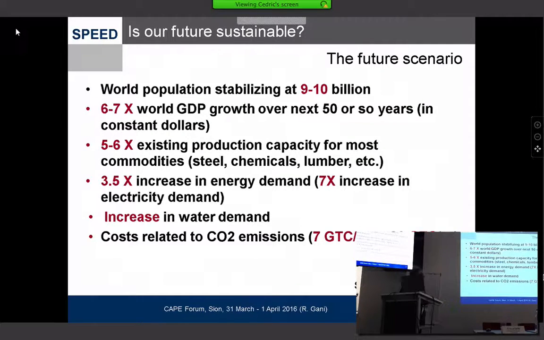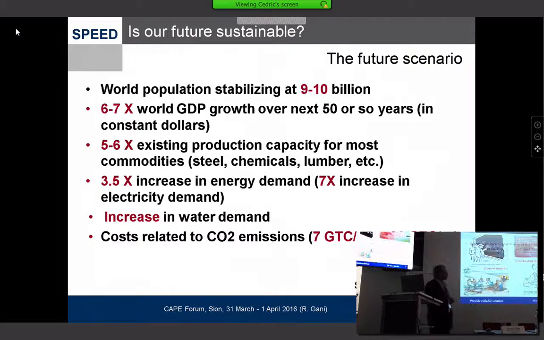So then something about the future, since it's also related to this topic of the forum. Our population is going to be around this, meaning that we need big increase in the GDP, requiring bigger production capacity, more energy, more water, more CO2. So despite all of this, we have to advance, but we need to address these things.